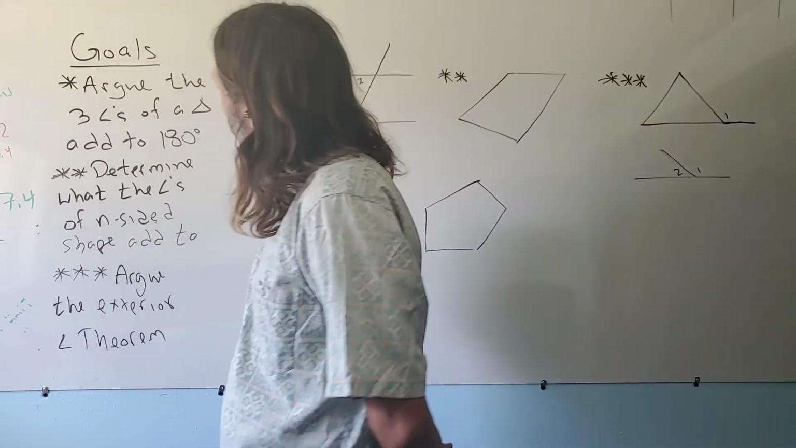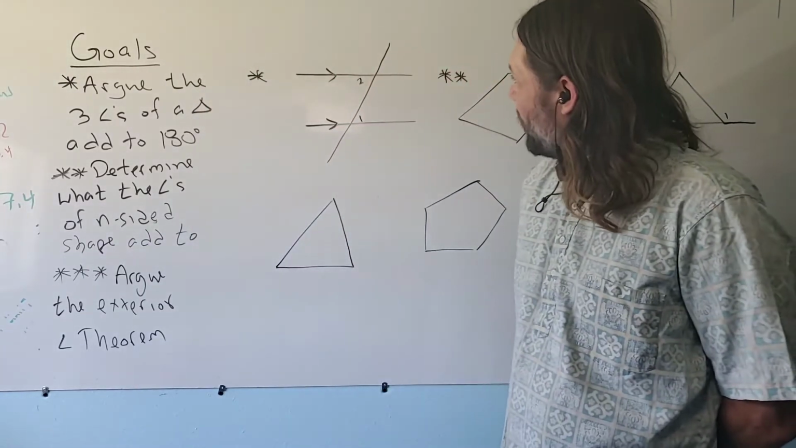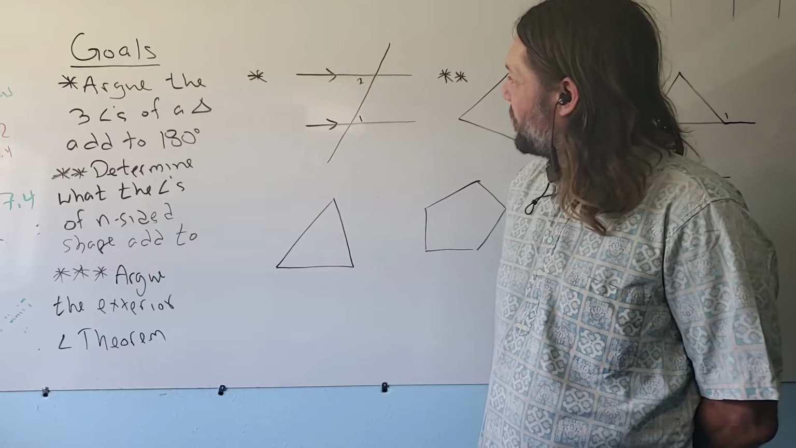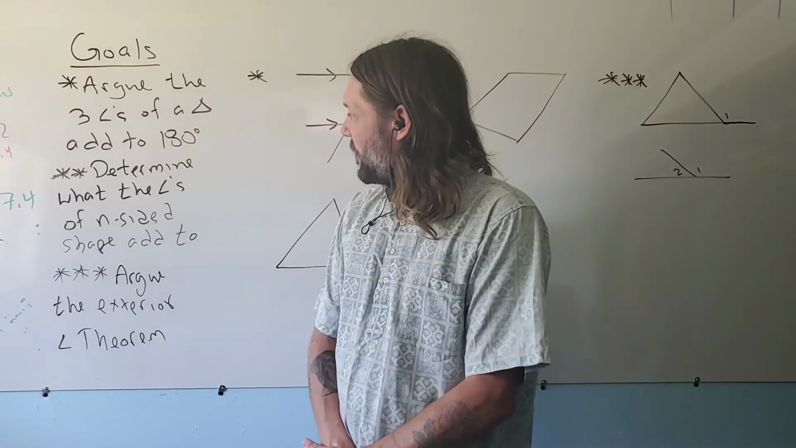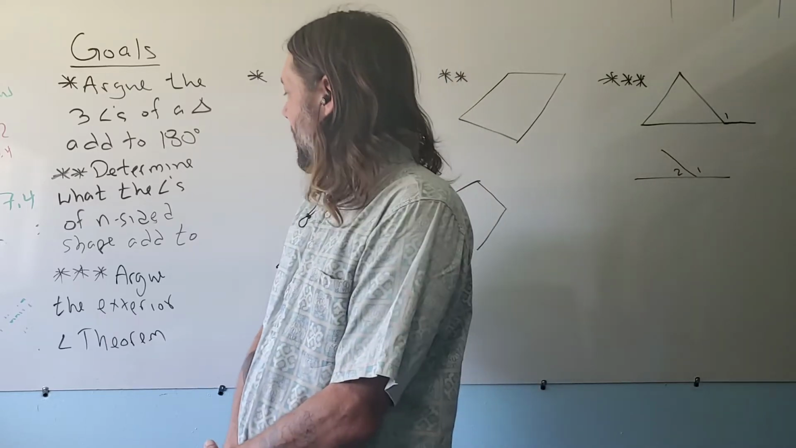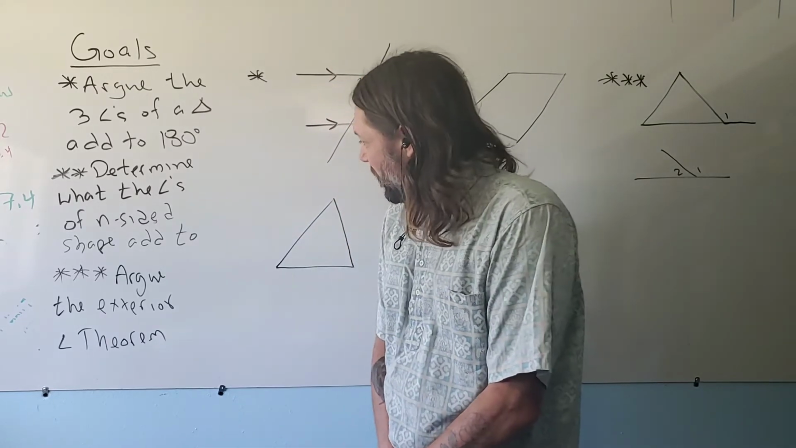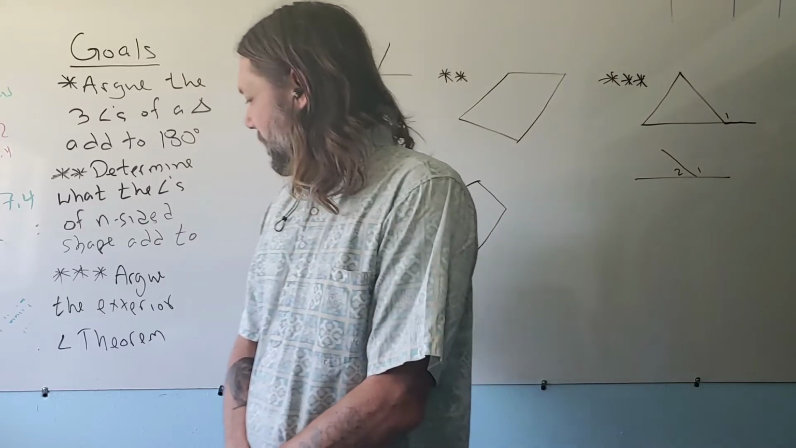So let's go ahead and go over our goals today. Our first goal is we're going to argue that the three angles of a triangle add to 180 degrees. Our second goal is to determine what the angles of an n-sided shape add to. And our last goal is we're going to argue the exterior angle theorem.